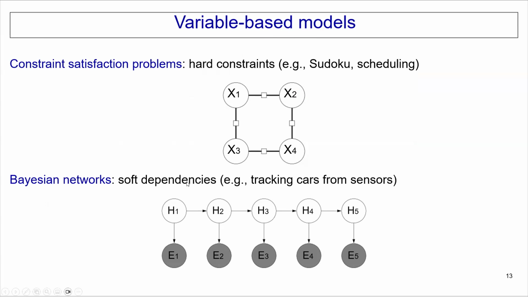We will also see Bayesian networks, which are also variable-based models where the variables are random variables that are dependent on each other. So for example, the true location of an airplane and its radar reading are related, as are the location, let's say H_t, and the location at the last step, which would be H_{t-1}.